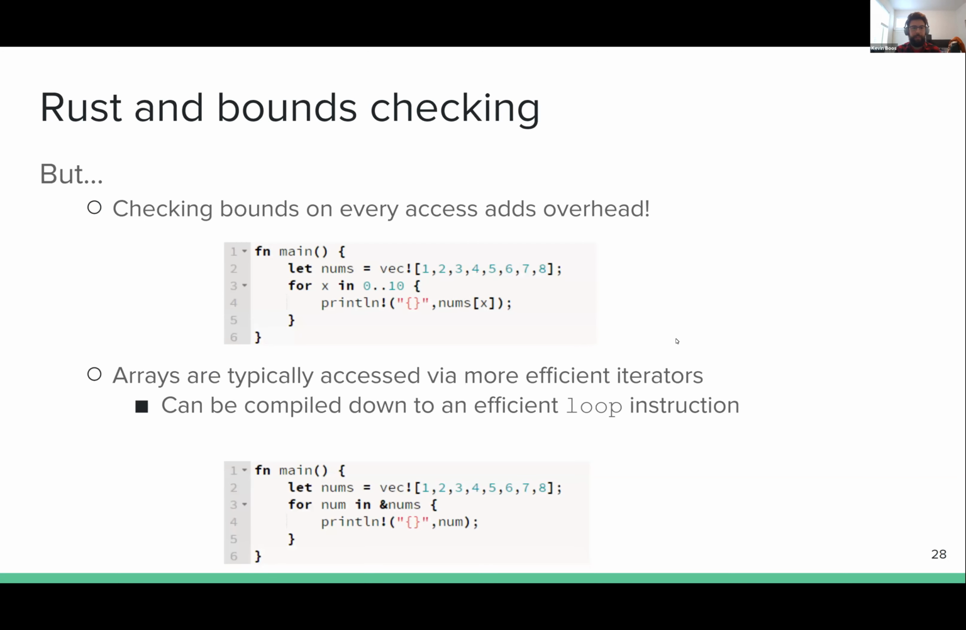Any questions here? What is vec bang doing? That's just a macro to create a vector. I could have just done it with an array. You don't even need that, but it's just another way to create a vector. A vector is a heap allocated array. That's the only difference.